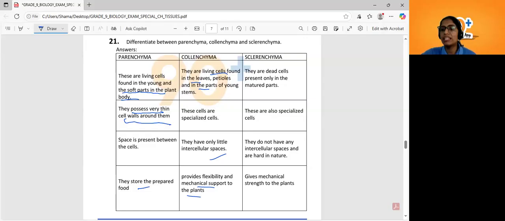In case of sclerenchyma, they are dead and they are present only in mature parts of the plant, and they are specialized cells. They also don't have intercellular spaces, and they are very hard in nature. And as they are hard in nature, their primary function is providing mechanical strength to plants. So this is very important. You should be aware of the function of each of them. Parenchyma stores the prepared food, collenchyma provides flexibility and mechanical support to plants, and sclerenchyma gives mechanical strength to the plants.